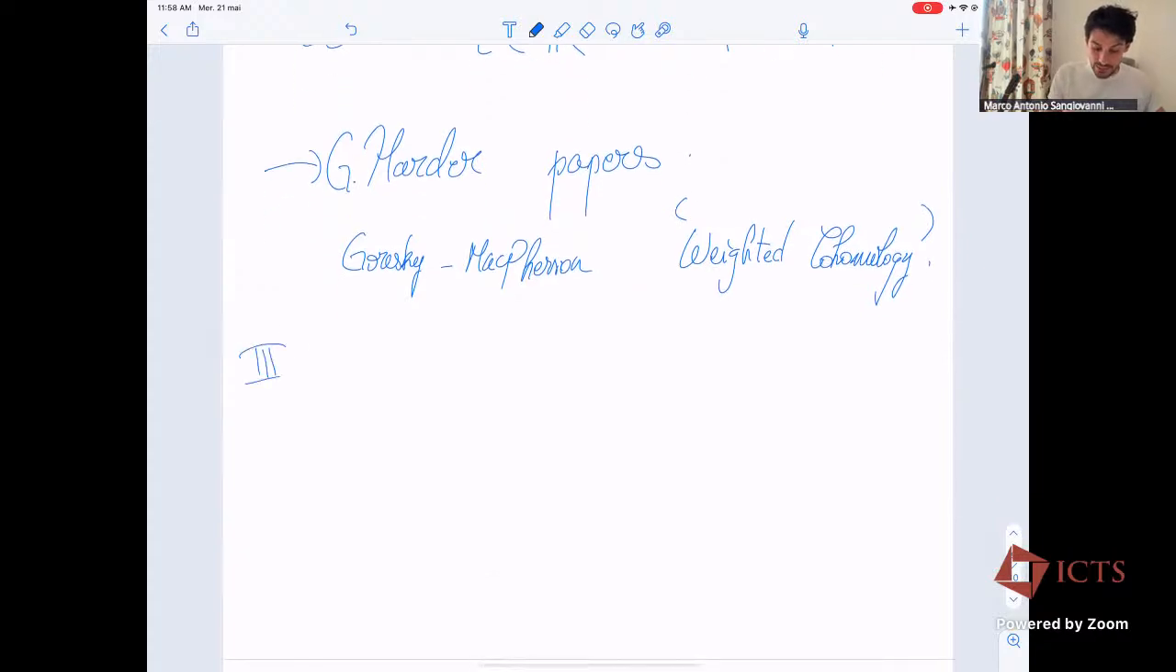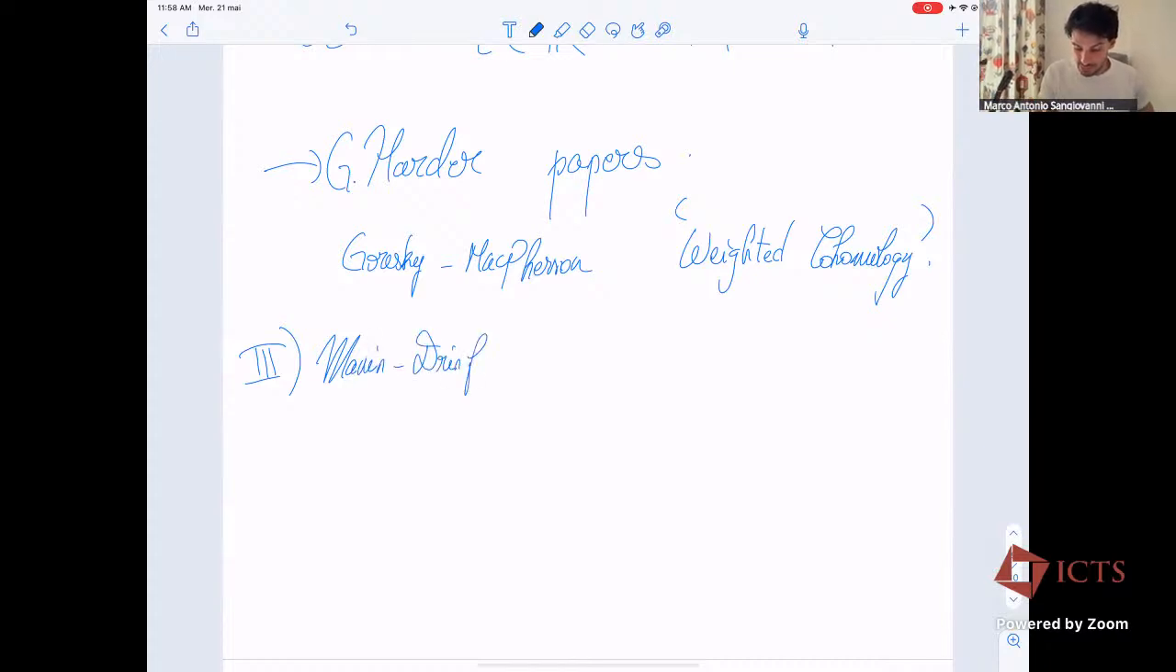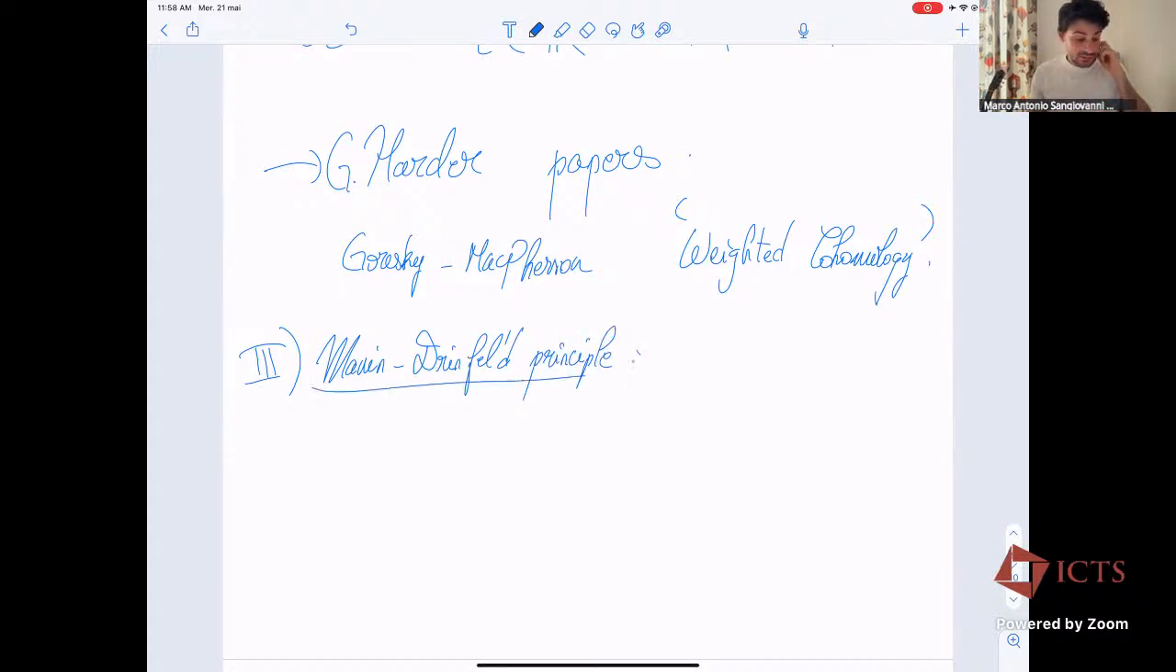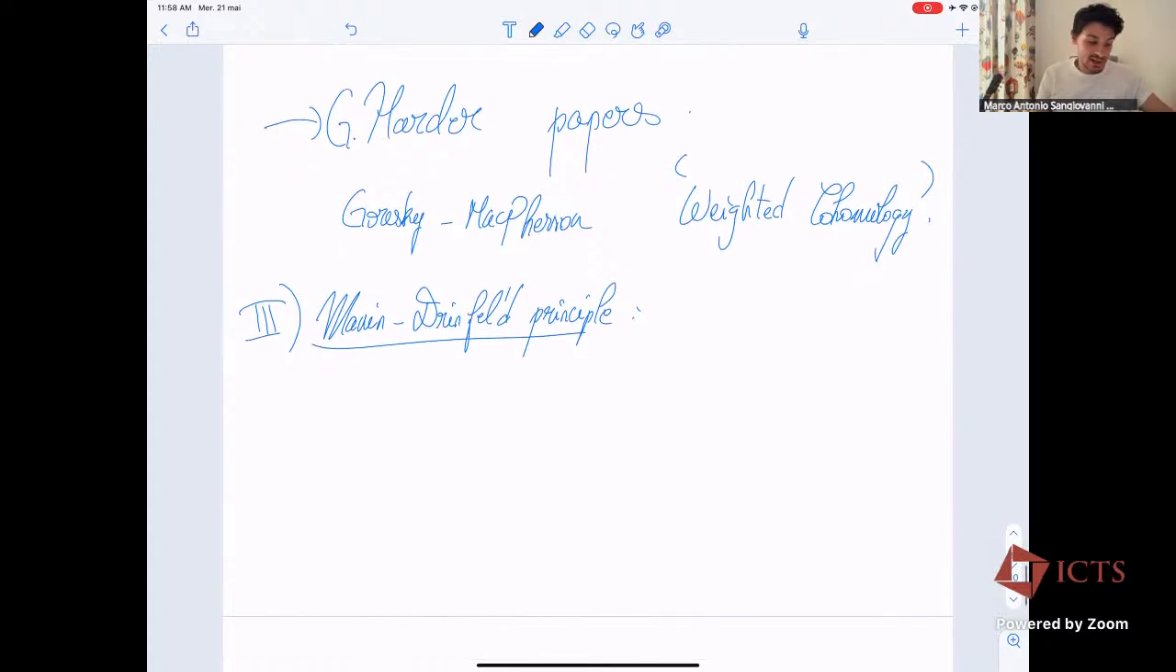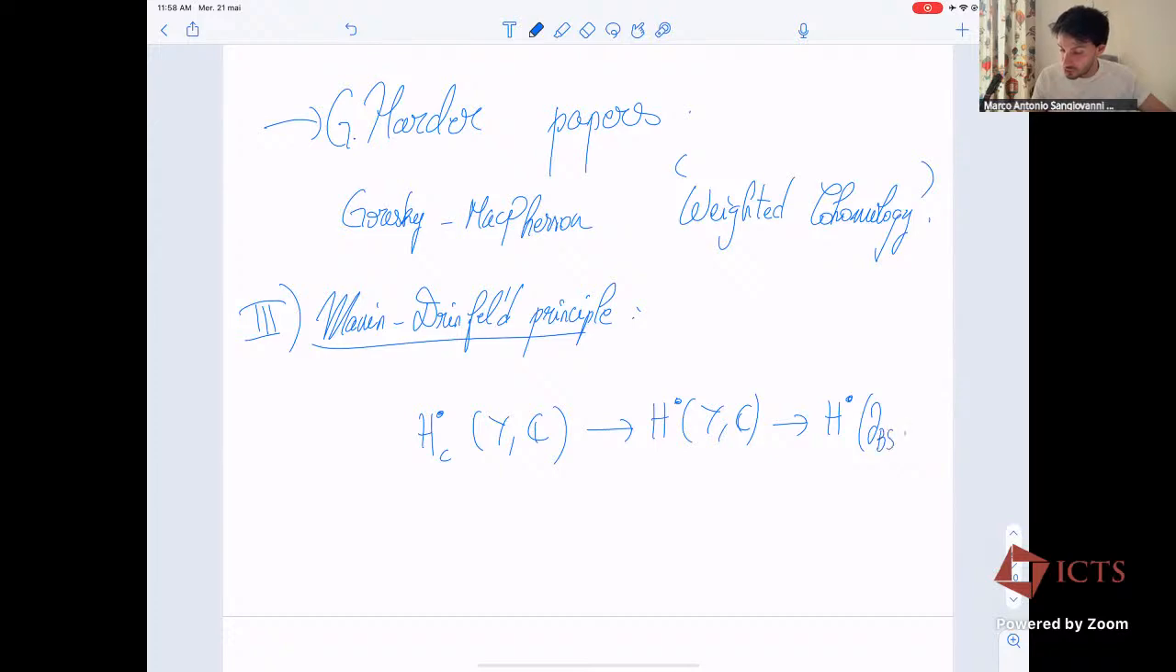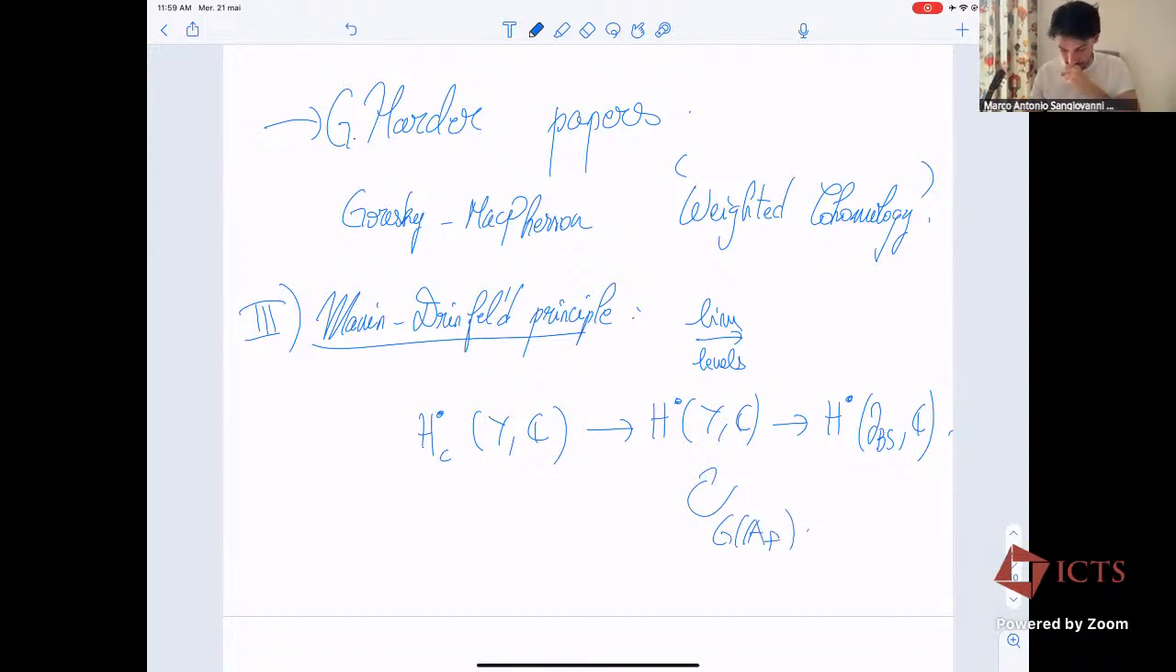Okay, so now let me go on to the Manin-Drinfeld principle. So the key, as I said before, is that you have this exact sequence: the cohomology with compact support with coefficients in C, to the cohomology of Y with coefficients in C, to the cohomology of the boundary with coefficients in C. And again, here I'm taking the limit over all levels, so that on this sequence there is an admissible GAF action.